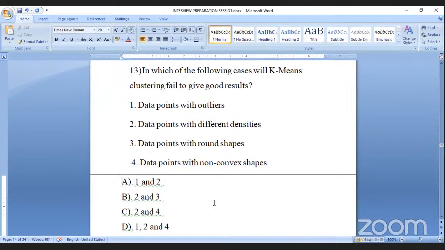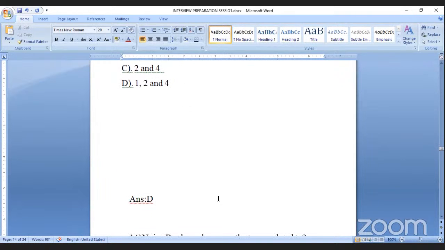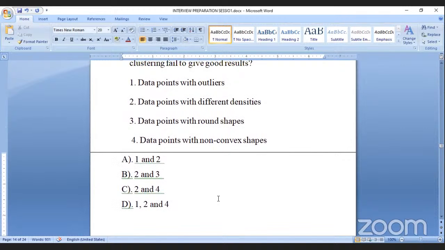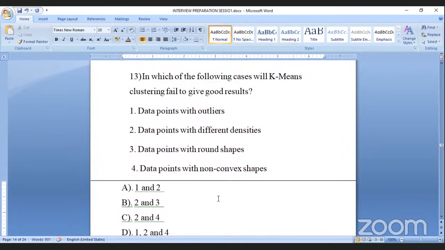See, very good. So, okay, move to the answers. So the answer is D, friends. 1, 2, and 4. That is data points with outliers, data points with different densities, and data points with non-convex shapes. Mostly the data points with different densities will affect k-means clustering. It will always not give good results, as we expect.